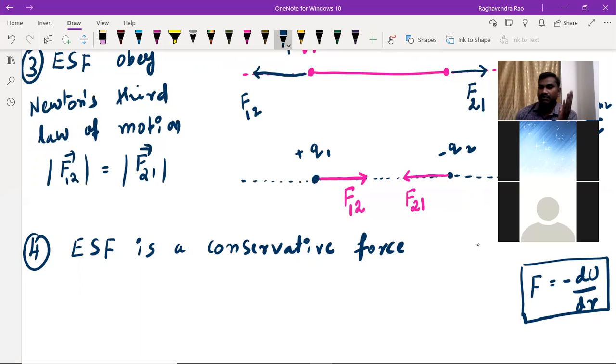Gravitational force is a conservative force. Electrostatic force is a conservative force. Spring force is a conservative force. Elastic forces, spring force or elastic forces, we can call it the same. These are all conservative forces. When work is done by the conservative force, that work done can be stored in the form of energy of your body. For example, work done against gravity will be stored in the form of gravitational potential energy when a body is above the surface of the ground.